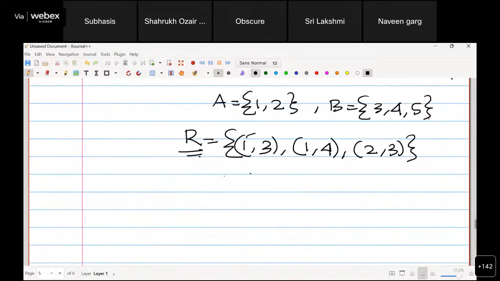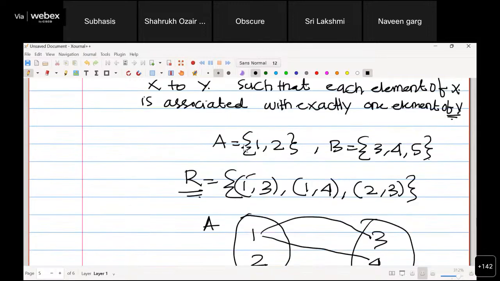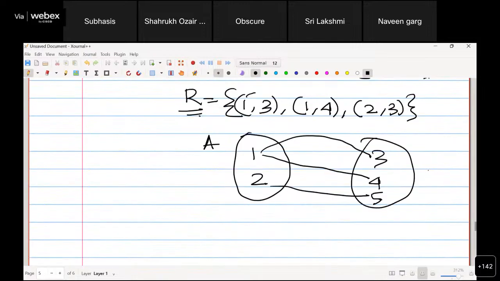If you write it as arrows, this is your A, 1, 2, and this is your 3, 4, 5. If you see, 1 is going to 3, and also 1 is going to 4, and 2 is going to 3. As you can see, each element of x should be associated with exactly one element of y. Here 1 is associated to two elements, 3 and 4. That is not allowed. This is not a function.